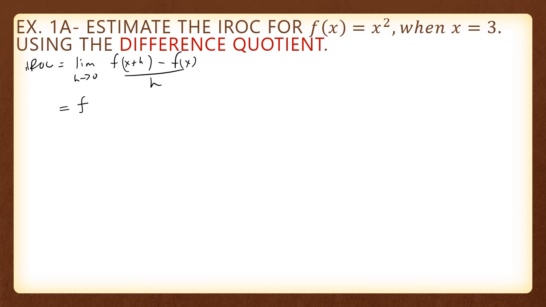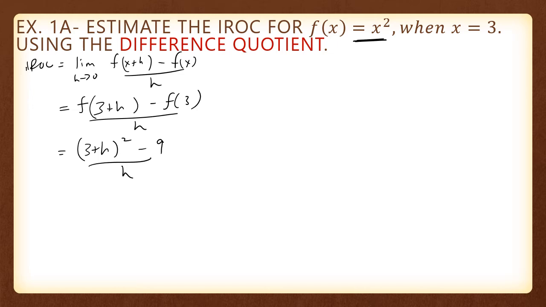f of 3 plus h minus f of 3 all over h. Again, our work would be done if we could just put 0 in for h, but we can't divide by 0. So we're going to put f of 3 plus h into my function, x squared. So 3 plus h squared minus f of 3. What is f of 3? 3 squared is 9, so minus 9 over h.